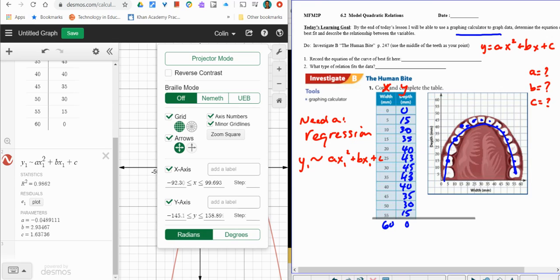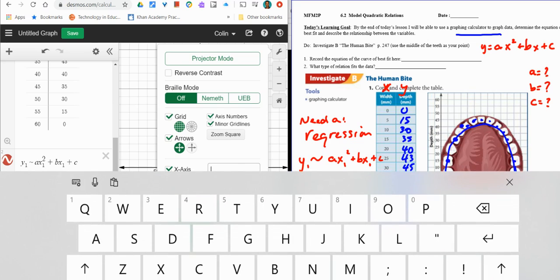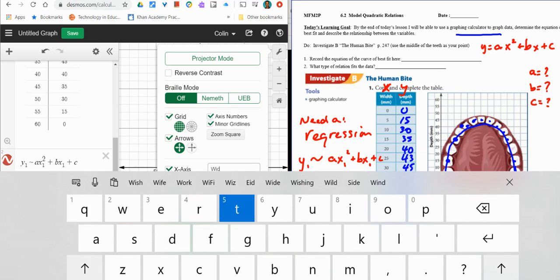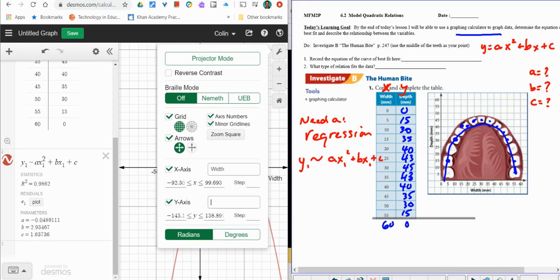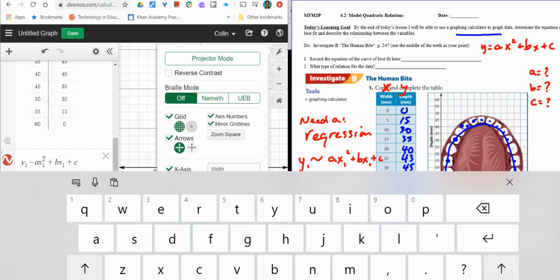Okay, now on your x-axis, you want to label this. So what did we call it? Look over here on the right again. We called it width. Okay, so width. We won't put the millimeters in, but you can put millimeters in there. And our y-axis, we called depth.